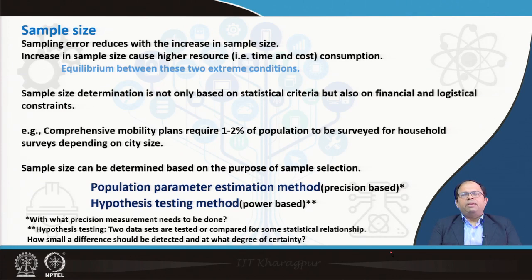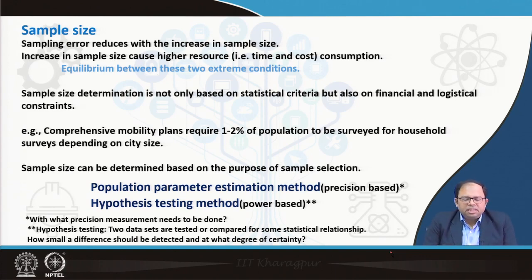But if I increase the size of the sample, it will incur more cost or higher resources for that survey, and we will incur both time and cost. So we need to find the equilibrium between these two extreme conditions, so that our sample is more or less accurate and precise, whereas at the same time it is not too large, so that we can reduce the number of households or individuals that we need to survey.